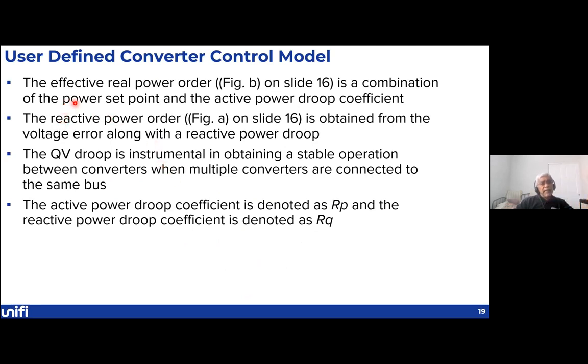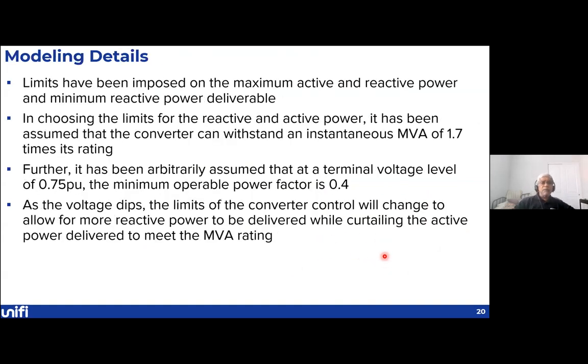So you notice that the effective active power order on the previous slide is a combination of the power set point and the active power droop coefficient. And the reactive power order is obtained from the voltage error along with the reactive power droop. The QV droop is instrumental in obtaining stable operation, as I just said, because of the multiple converters connected to the same bus. We denote the active power droop as RP and the reactive power droop as RQ.